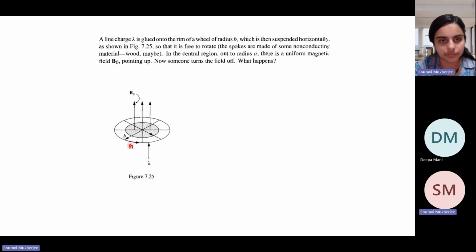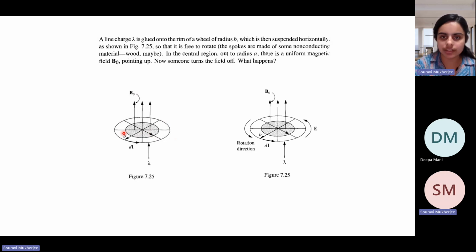Now, what would be the direction of the flow? As you can see, you have the magnetic field like this. Now you have switched off the magnetic field, so your flux has decreased. The induced current will be such that it results in a field in this direction. So the current direction will be such that it tries to increase the magnetic flux. That means it should rotate like this.